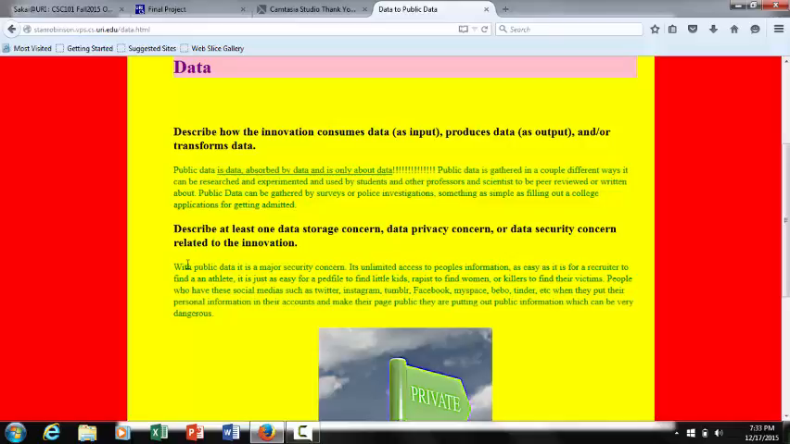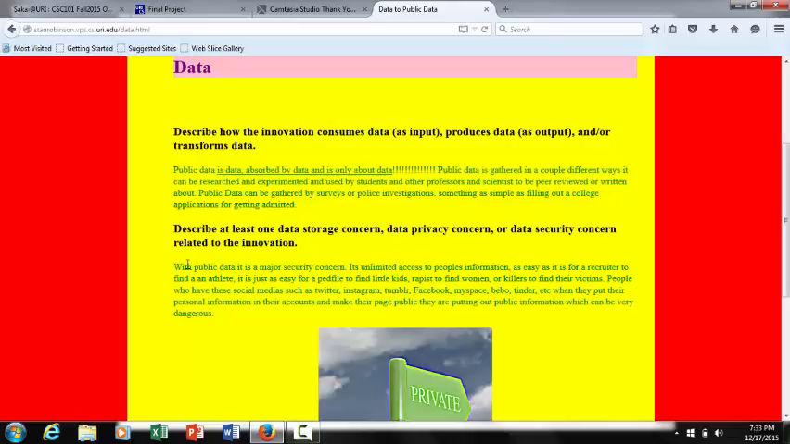We've talked about so many good things public data has, but let's just talk about a downfall of public data. Just as easy as it is to find a sex offender, it's just as easy for a sex offender to find you, or an attacker, or rapists, or killers. It's just as easy for them to find you as it is for you to find them.